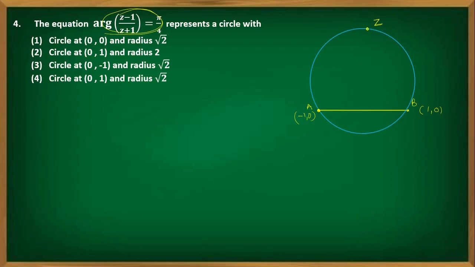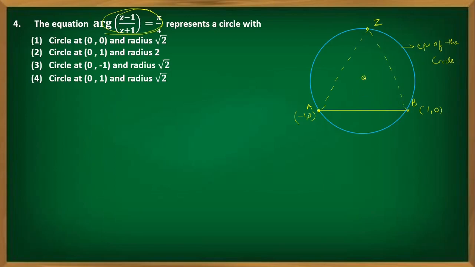Let us suppose here we have a circle. On this circle z is moving. So we have to find out what is the locus of z, nothing but this circle. Means you have to find out the equation of this circle. Now if you connect this point with (1, 0) and (minus 1, 0), the angle made by that is how much? Pi by 4.